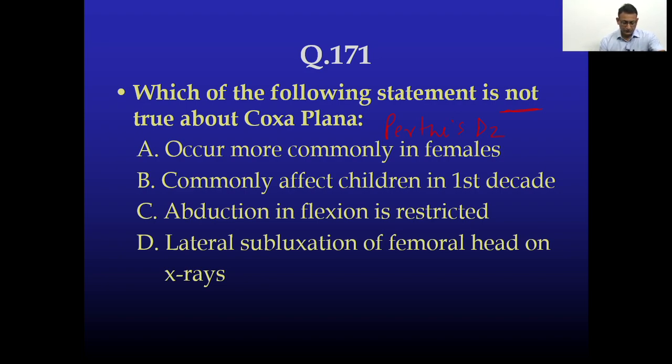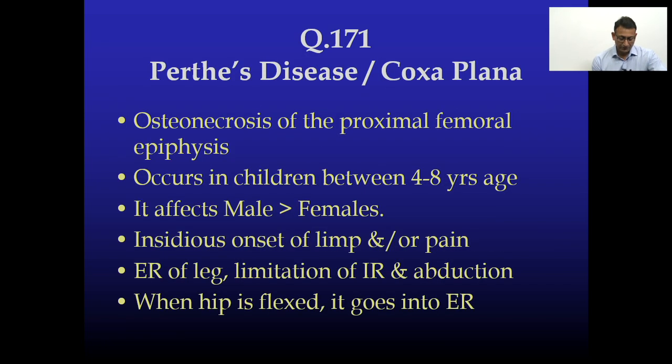So, to know the answer to this question we must know the features of Perthes disease. Let us have a look. Perthes disease is basically an osteonecrosis of the proximal femoral epiphysis which occurs during the first decade of life, usually from 4 to 8 years of age. Another important thing to know is that males are affected more as compared to females, and this disease starts with insidious onset of limp or pain.